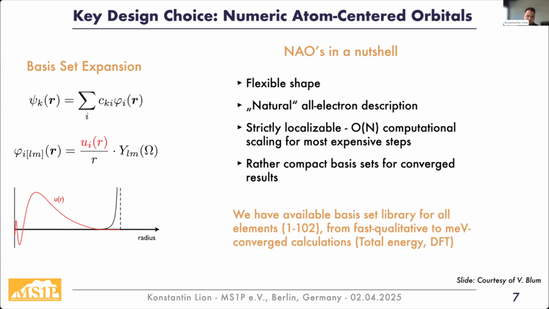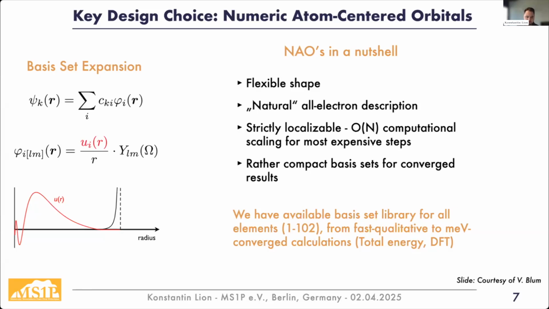You naturally have an all-electron description. So within FHI-aims, there's no distinction between what are core electrons and valence electrons directly. They're all included naturally. And of course, because these are atom-centered, so they're really localized, you can have O(n) computational scaling for the most expensive steps. And that's, of course, really important for us to gain good scalability to larger system sizes. And in the end, because you also have, for example, this cutoff potential, you actually need a rather compact basis set if you want to get more or less converged results with respect to total energies in most systems.